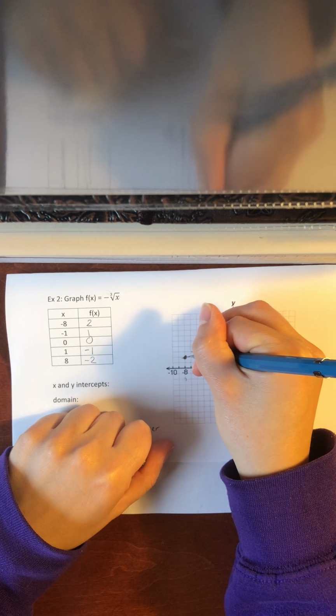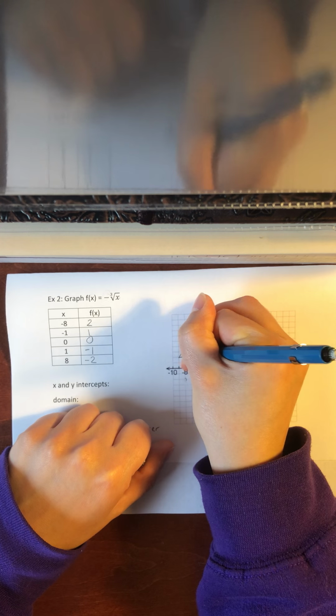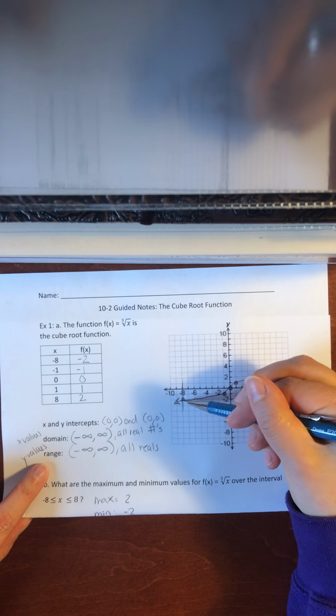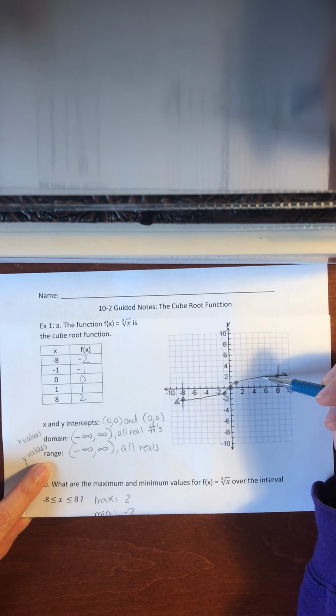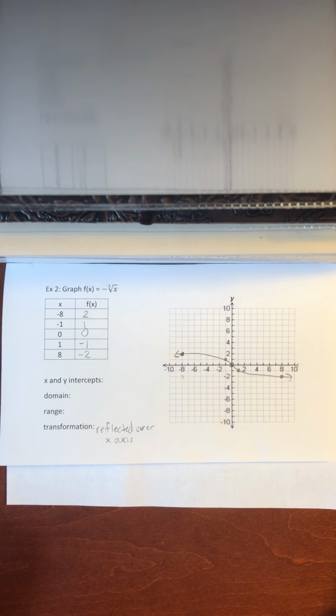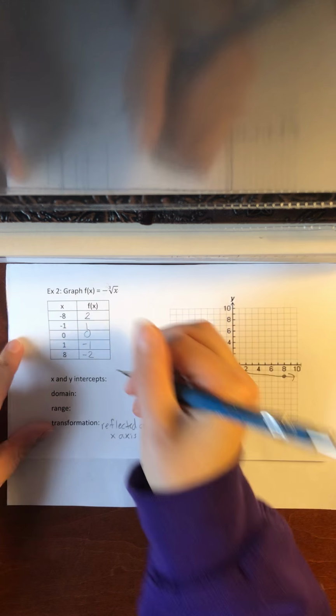Okay, so connect them, it makes this S shape, and it's just like it flipped over the x-axis, because if you compare it back to that first graph, this part is flipped over this way, and this part is flipped down that way, and that's why it's opposite. Okay, X and Y intercepts, same thing, (0, 0) and (0, 0).